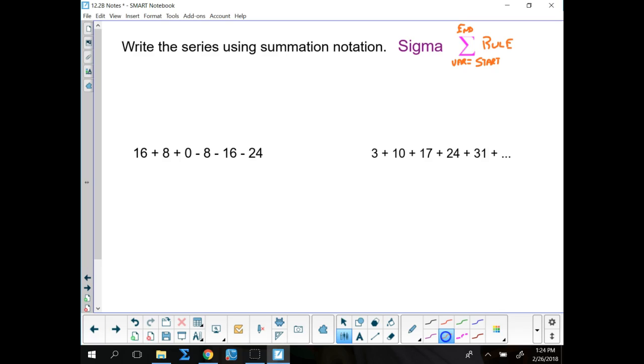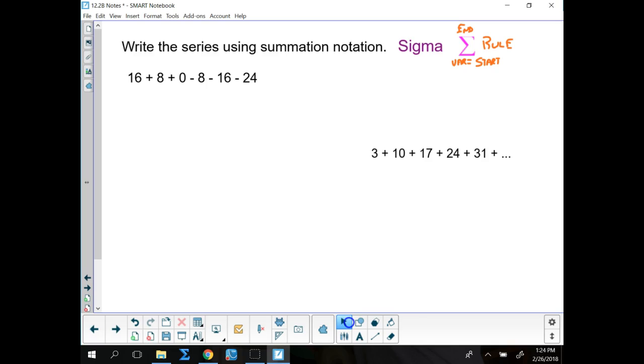Yes? Okay. So, if this were my sequence, or my series, I should say, because we're adding them. Okay. So, sigma, I need to pick a variable. Let's do A. Okay. Does it matter? No. Okay. Where do you want to start?